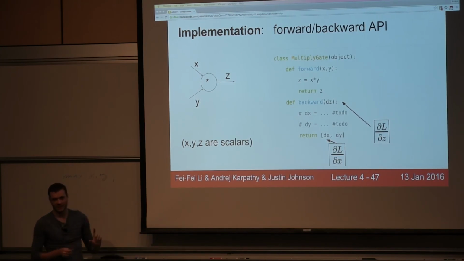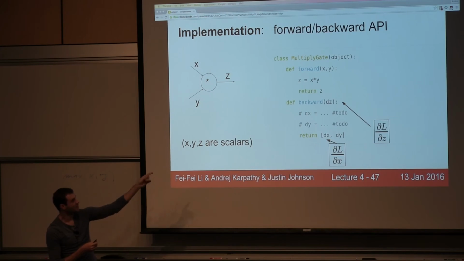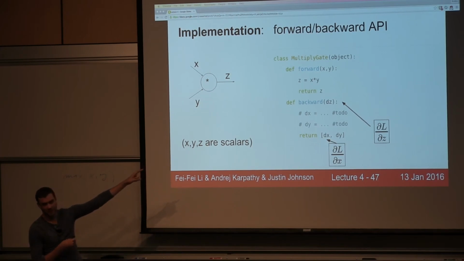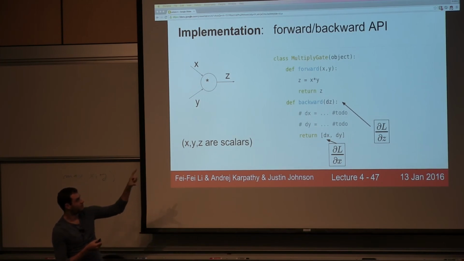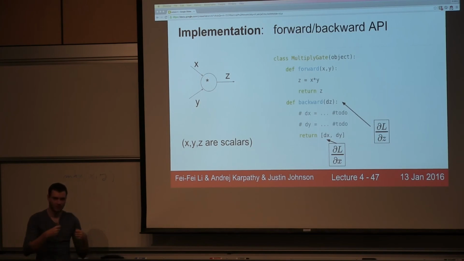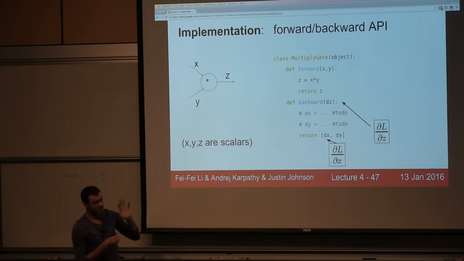So let's consider a multiply gate and how it could be implemented. A multiply gate in this case is just a binary multiply, so it receives 2 inputs, x and y. It computes their multiplication, z is x times y, and it returns z. And all these gates must basically satisfy this API of a forward call and a backward call. How do you behave in a forward pass, and how do you behave in a backward pass? And in a forward pass, we just compute whatever.